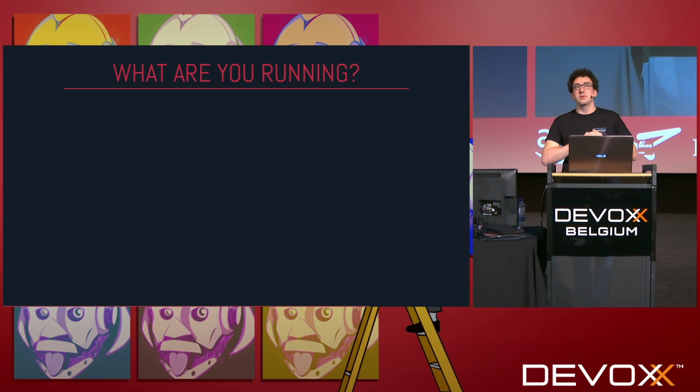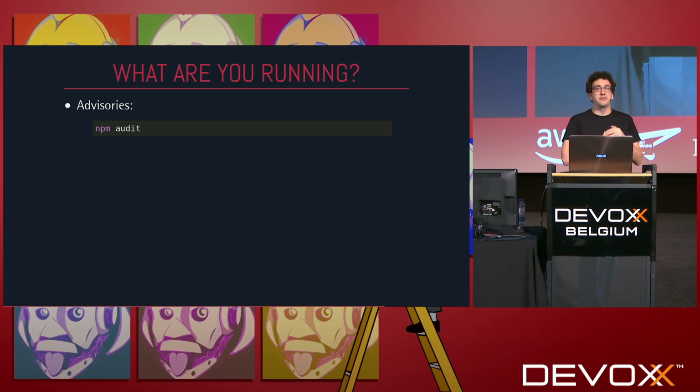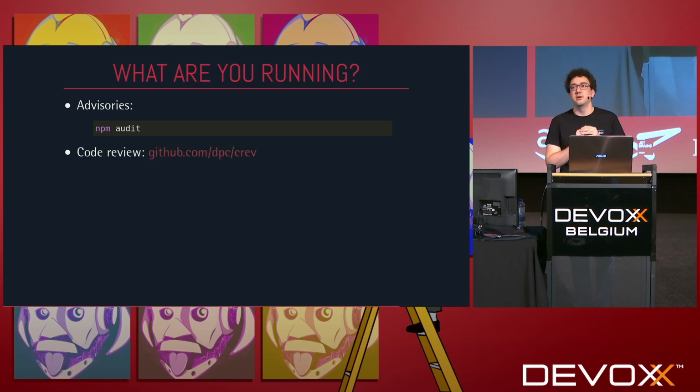Secondly, what are you running? And with respect to what you're running, there's a very simple thing you should be doing already, and if not, you can start today. It's npm audit. npm audit looks at advisories that are published about packages, and it checks, are any of your transitive dependencies vulnerable in a way that we already know. Run this regularly, and you'll know if there's public information out there that tells you, hey, you might have a problem.